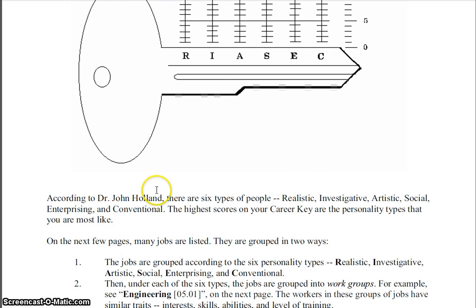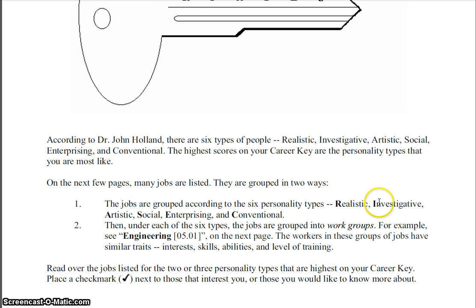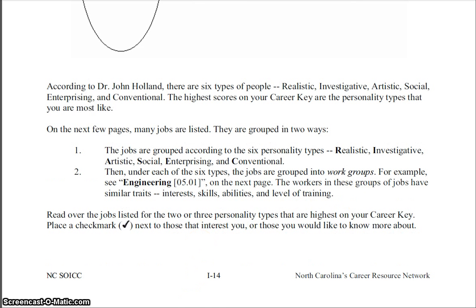According to Dr. Holland, there are 6 types of people: realistic, investigative, artistic, social, enterprising, and conventional. The highest score that you have tells the personality type that you are most like. In your in-class activity, you will look at careers that go along with your personality type. So please complete your career code prior to your next class meeting.